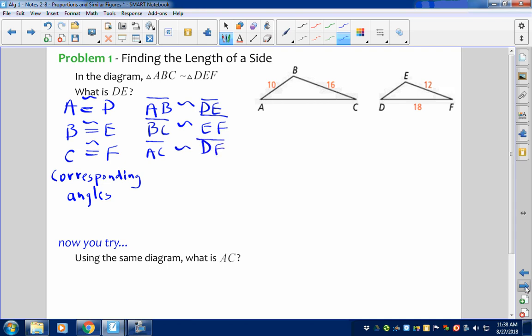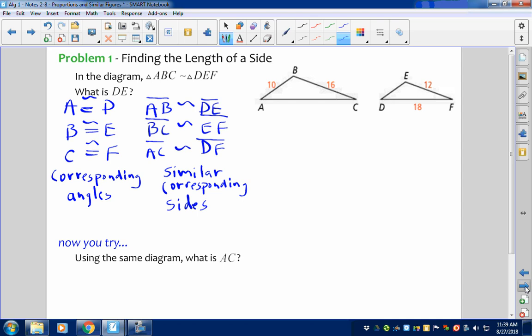And these are the similar corresponding sides. And so they're going to ask you to do that both in the homework and classwork as the first problem, before they ask you to set up and solve a proportion. Okay.